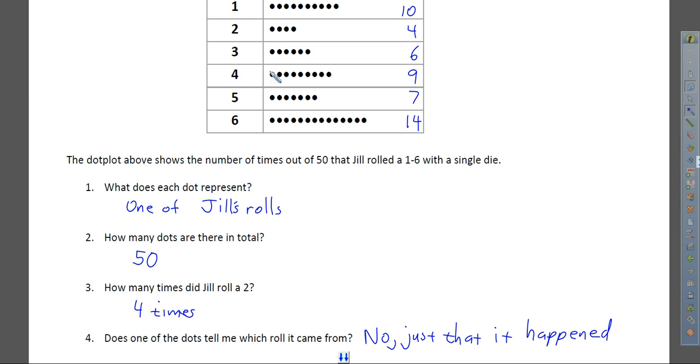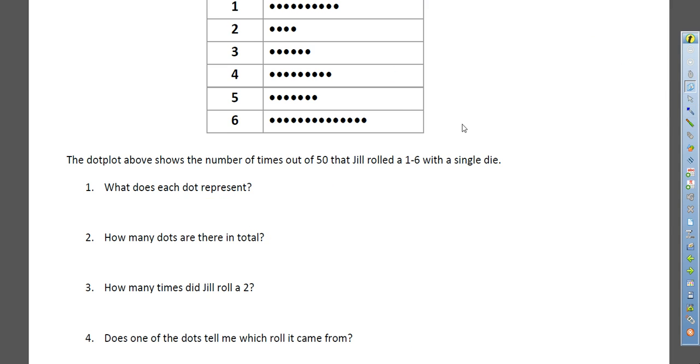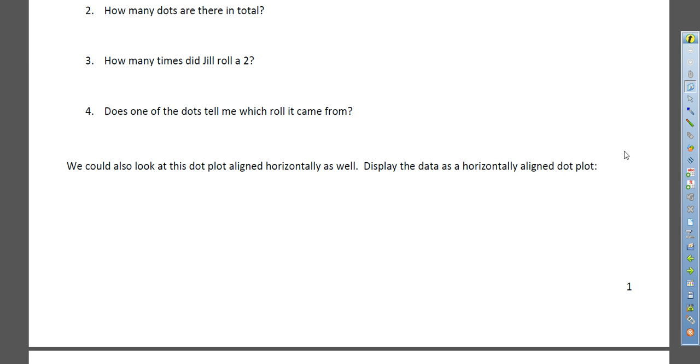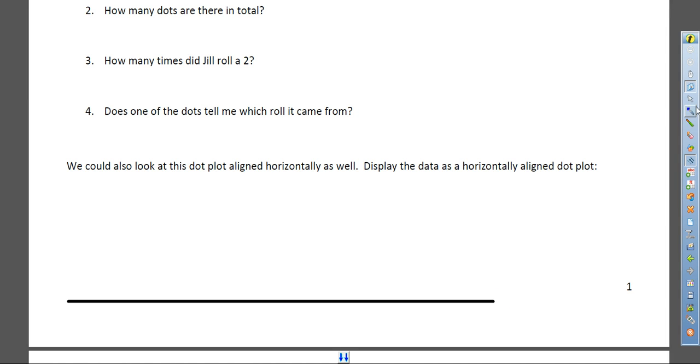So this is kind of more of a vertical alignment, and most of the time you'll probably see a dot plot in a horizontal alignment. So let's go ahead and draw one briefly. We may not finish this, but we could definitely. So let's make sure that this is equally spaced. So we have 1, 2, 3, 4, 5, 6. These will be the die roll results.